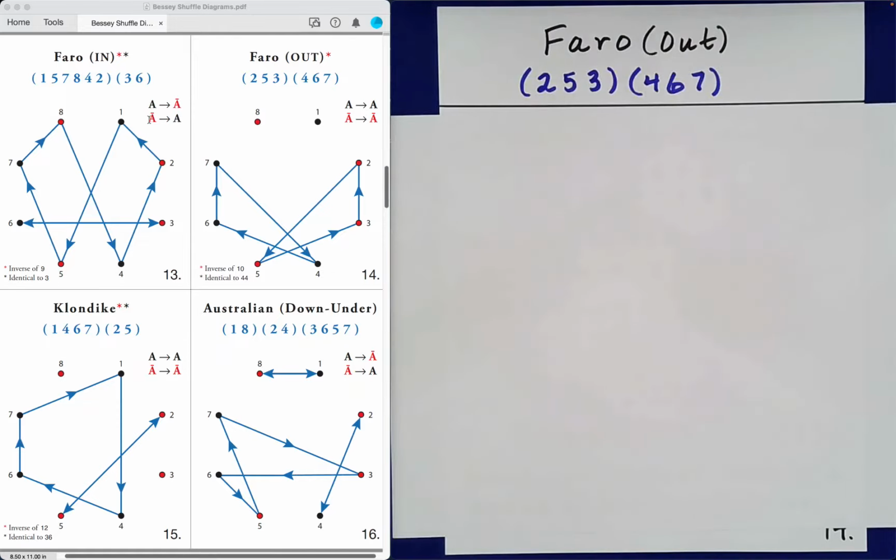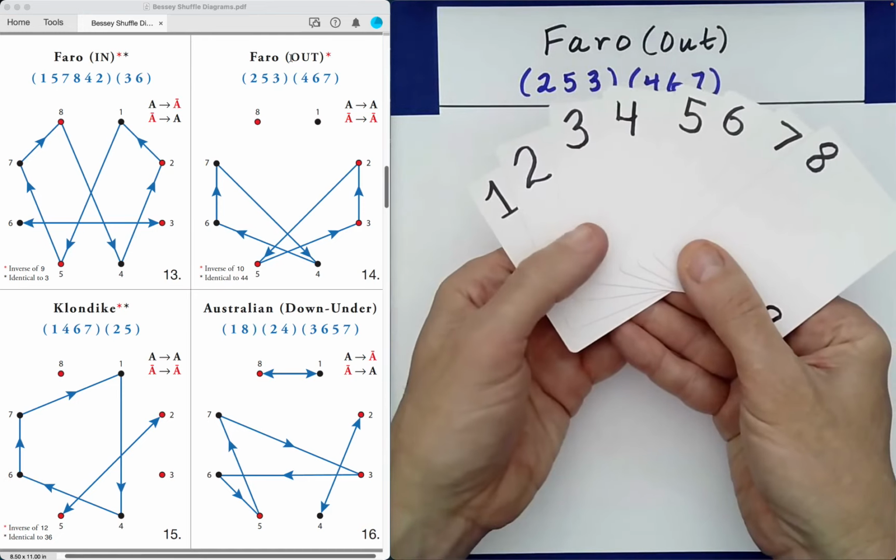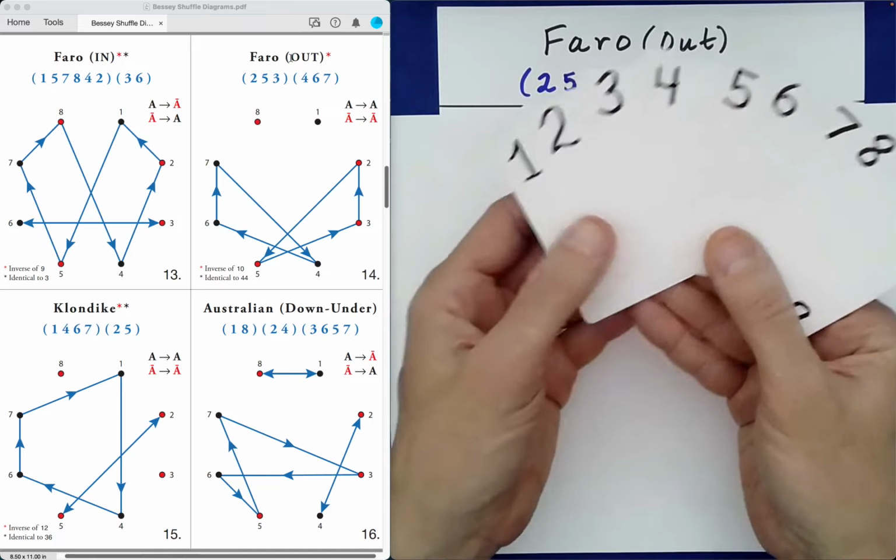Our next shuffle is the FARO out shuffle here, on the top row but on the right side of the display diagrams. As you might guess, this is similar to a FARO in except for one slight modification. What we'll do is begin with an ordered packet of cards 1 through 8.